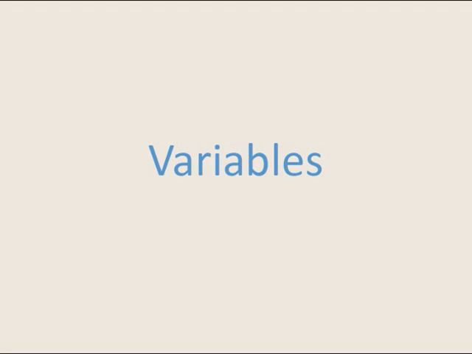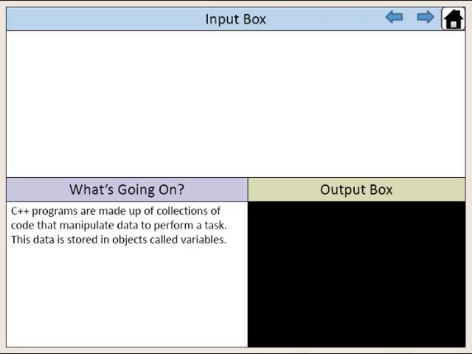C++ variables. C++ programs are made up of collections of code that manipulate data to perform a task. This data is stored in objects called variables.